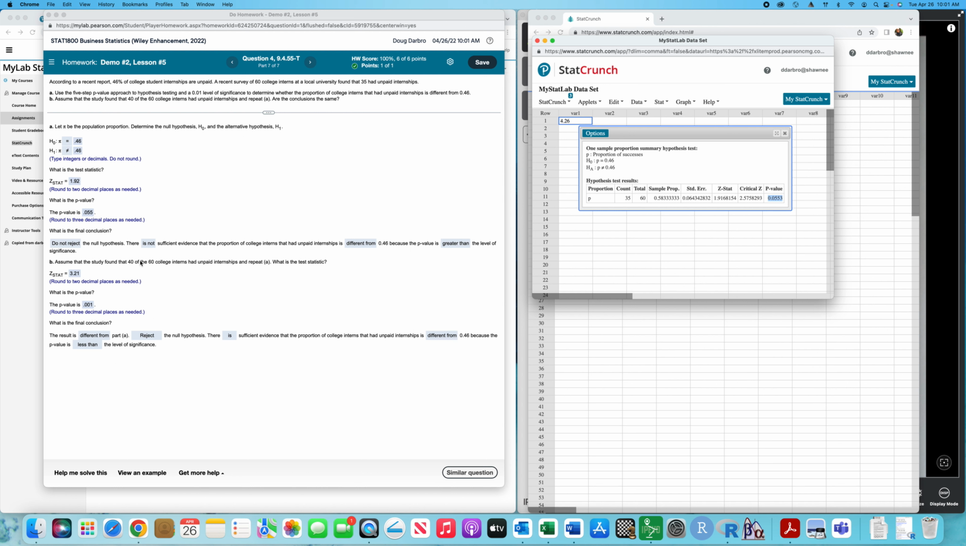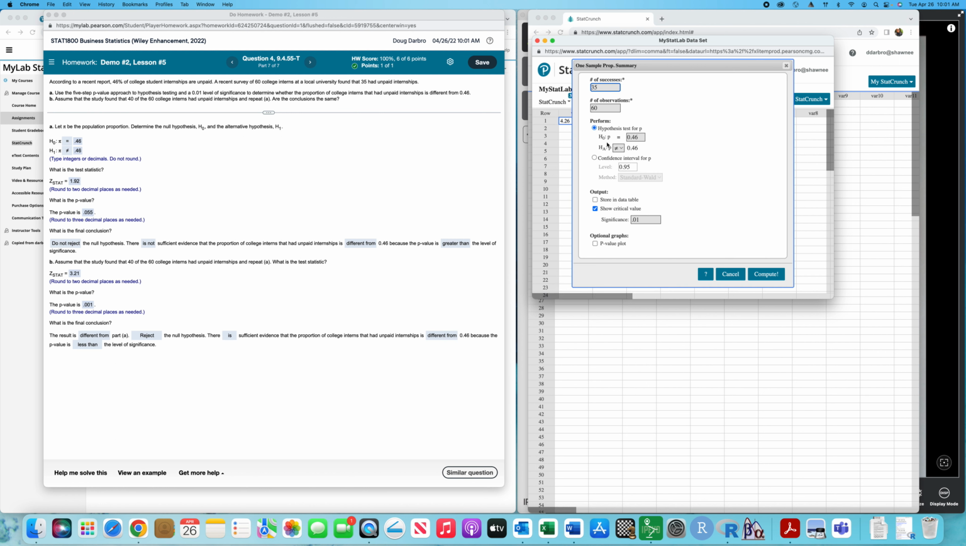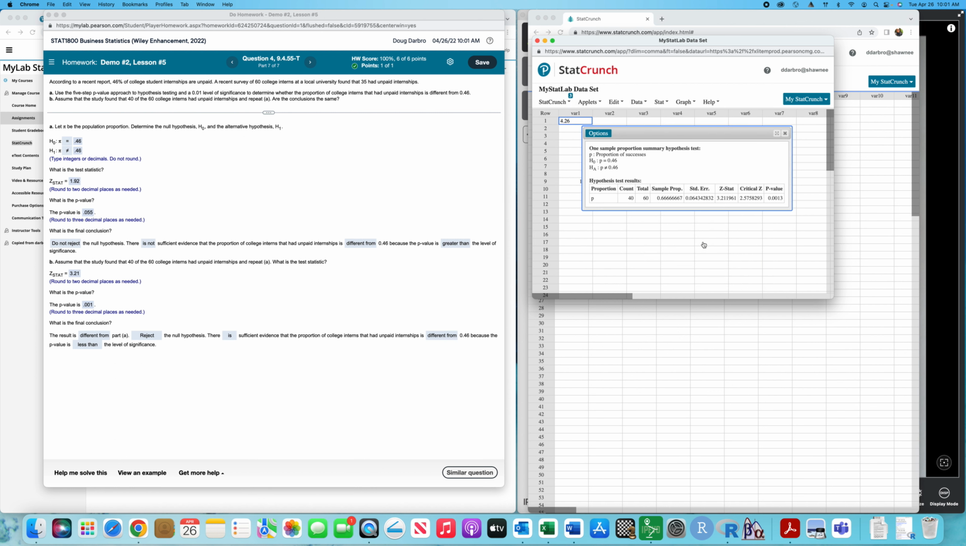Now, assume the study found 40 out of 60. So that's going to be easy to do. Just go up, change 35 to 40, hit compute, and we get new stuff, right? We get new stuff because we have a different sample estimate. Instead of 35 out of 60, we get 40 out of 60. So things change. Namely, the test statistic will change. The p-value will change, as I've indicated there.